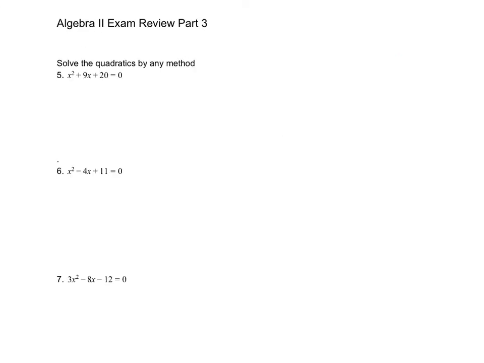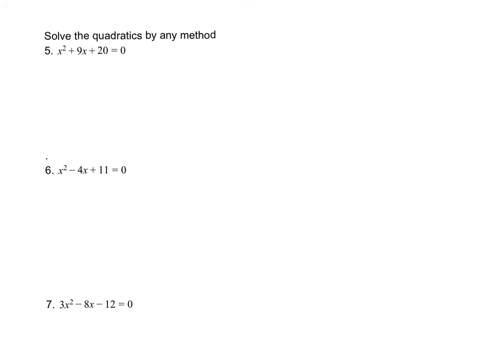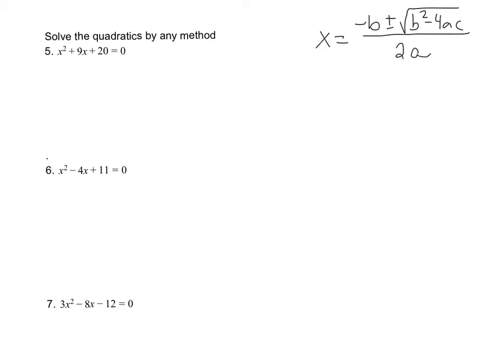All right, so the second 3 problems deal with solving quadratics. This is obviously a really big part of our exam because this is a really big topic we've covered quite in depth. So it says solve these by any method, and on your exam you can really solve them by any method. So most people will probably default to the quadratic formula, which is negative b plus or minus the square root of b squared minus 4ac all over 2a. So we'll put that there. So if you have it in standard form, you could use this.